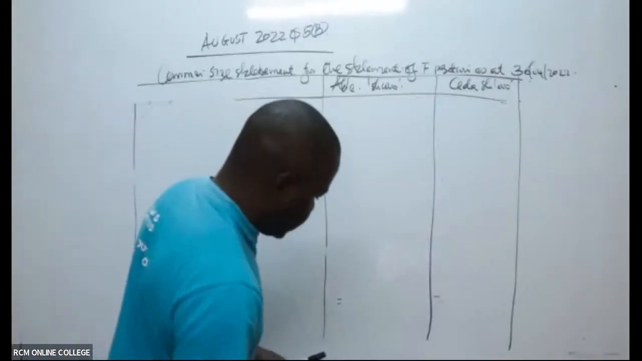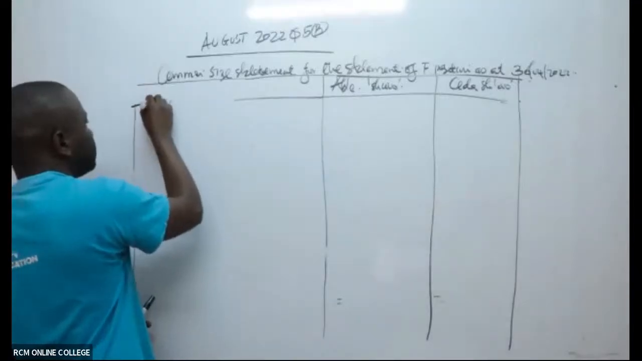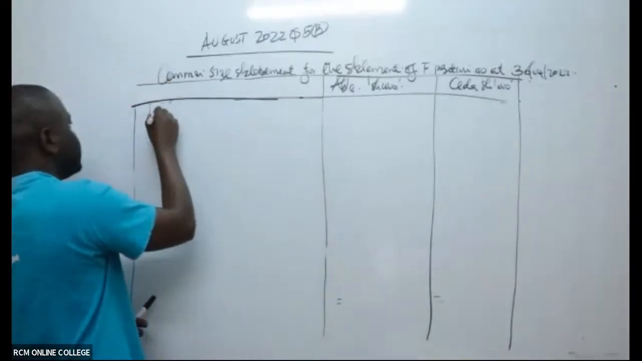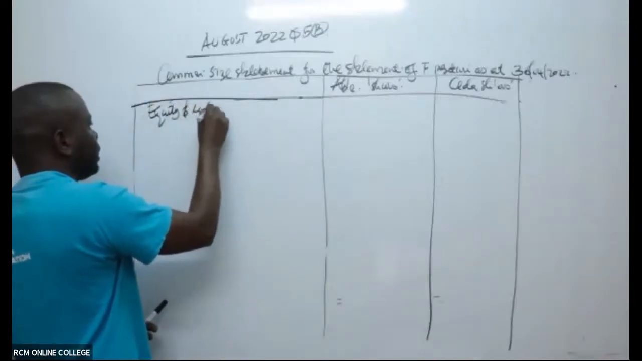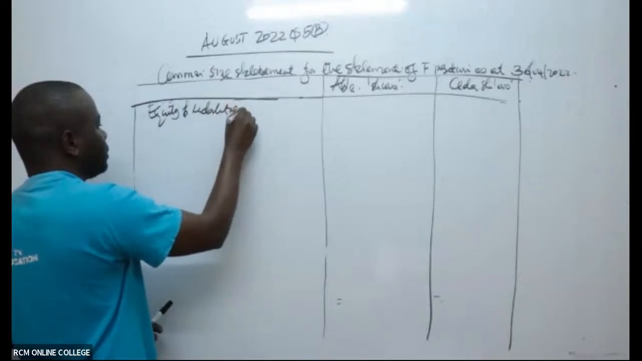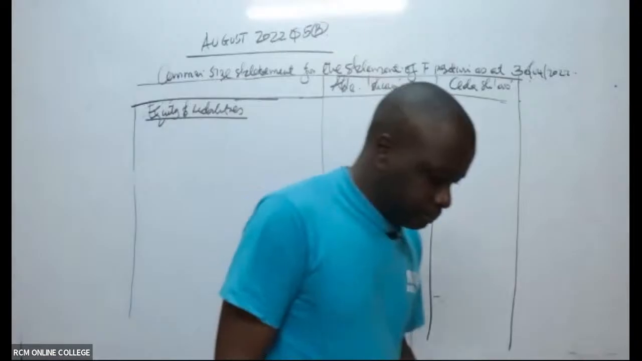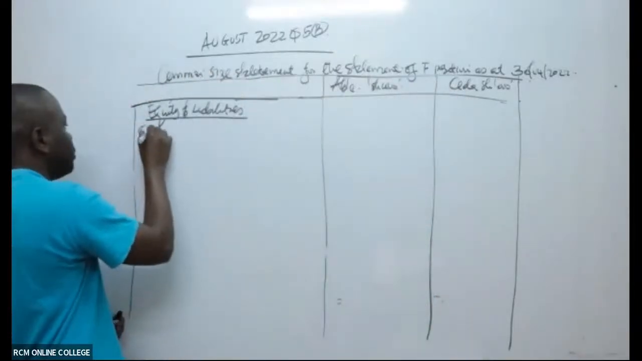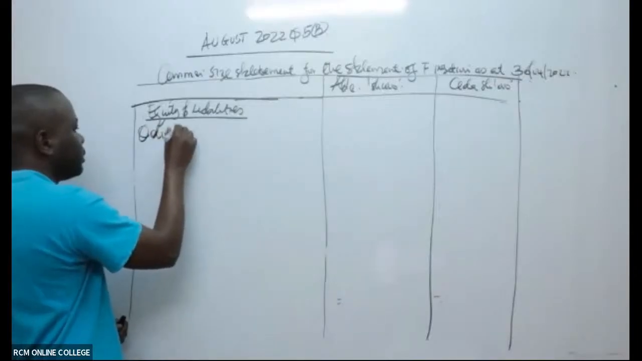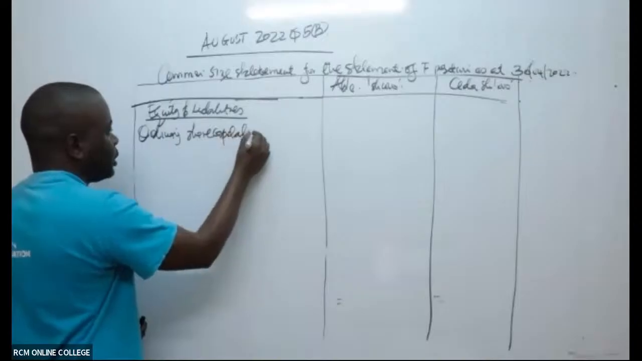The side for equity and liabilities. So we have in this case equity and liabilities. Of course, the first item there is ordinary share capital.